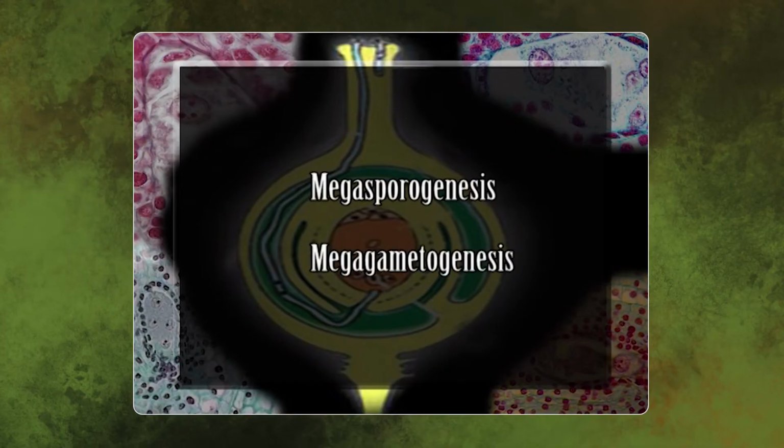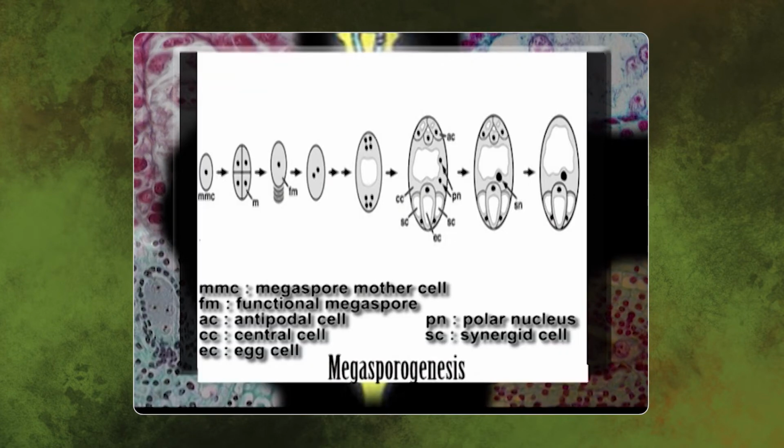The process of development of female gametophyte can be divided into two stages called megasporogenesis and megagametogenesis. In general, during megasporogenesis, the megasporocyte undergoes meiosis and 4 megaspore nuclei are produced. Subsequent mitotic divisions, nuclear migration and cytokinesis during megagametogenesis produce the mature embryo sac.